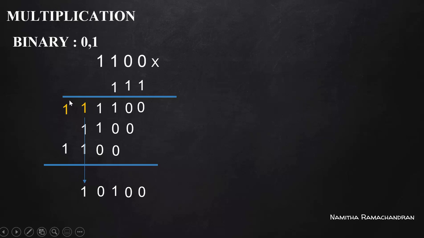Now we add these ones together and get the product. 1 plus 1 is actually 2. 2 in binary is 10. The LSB bit of 10 is 0, which is placed here. Here we have no other bits remaining in the partial products, so the next bit 1 is directly placed here. So this is the final product value of this multiplication.